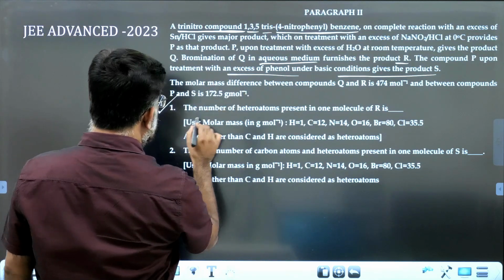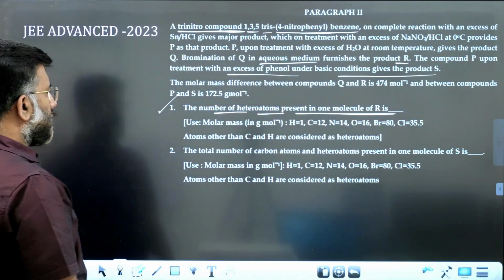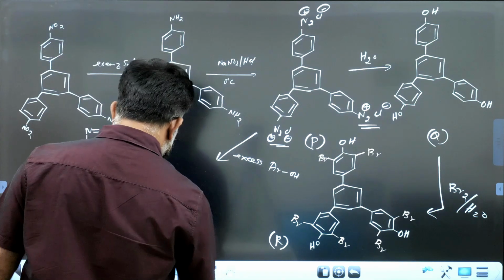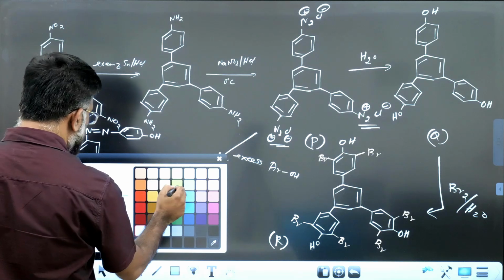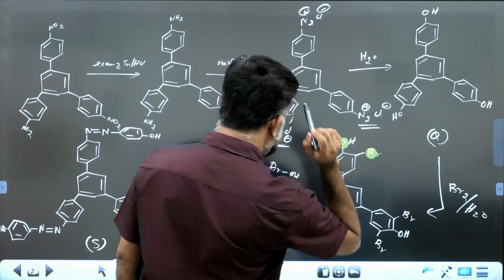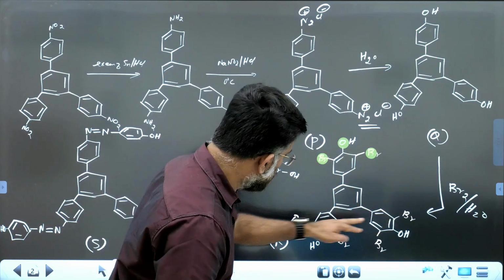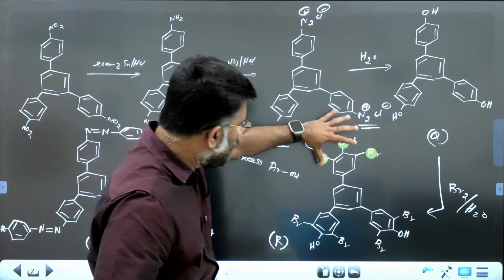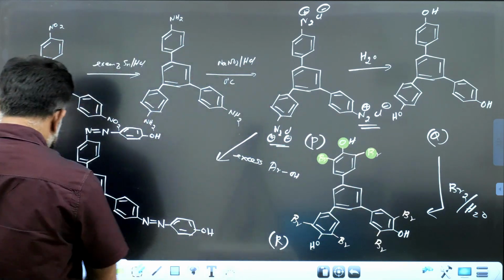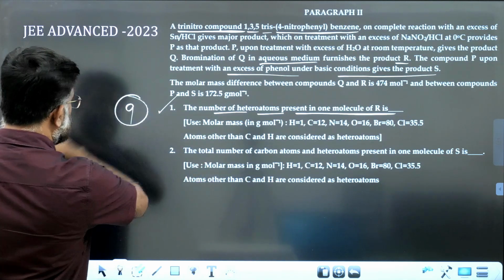The number of heteroatoms present in one molecule of R: how many heteroatoms does R contain? This is R. And how many heteroatoms? You see 1, 2, 3. 3 heteroatoms in one place. So it will be 3, 3, 3. It is 9, isn't it? 3 over here, 3 over here, 3 over here. It's a symmetric molecule, so 3 into 3. 9 will be the answer for the first question. That's really beautiful.